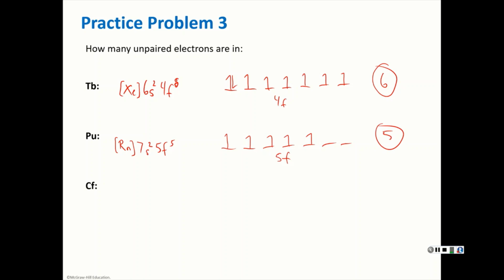Okay, and finally Cf is also an actinide, so we start with radon, 7s2, 5f9. Seven 5f orbitals to fill. We have 9 electrons, so 1 electron in each of the 7, and then 2 that are paired. So that leaves 1, 2, 3, 4, 5. Again, 5 unpaired electrons.